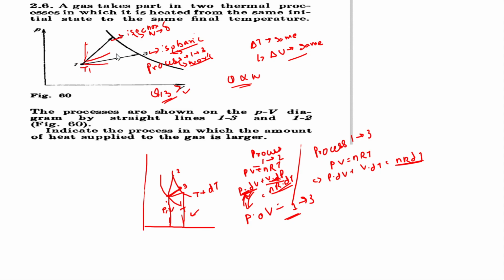But in comparison, 1 to 3 is an isobaric process, and you see that the graph goes this way too, so this projection is going to also increase, and that is actually the volume change. So clearly this is yielding more work done, and more work done means more heat supplied. I hope this makes it very clear. Thank you.